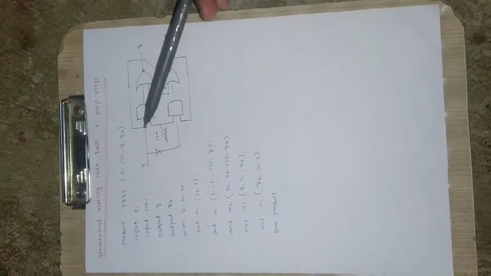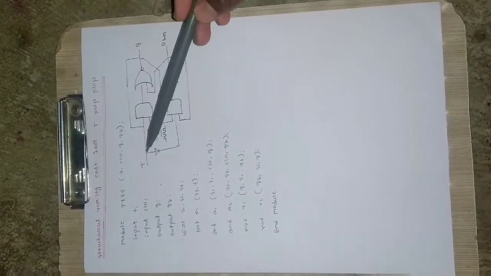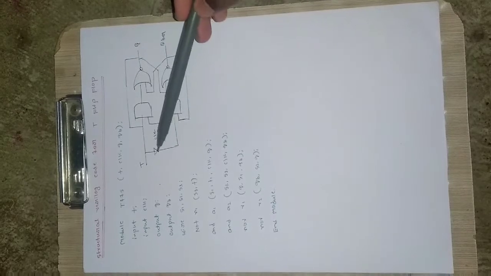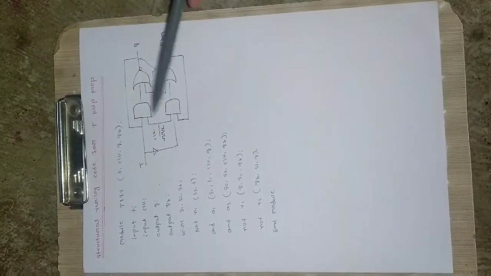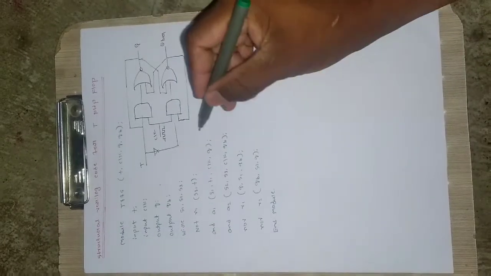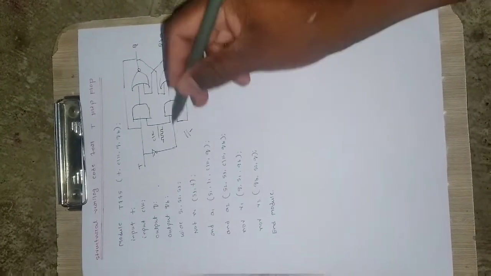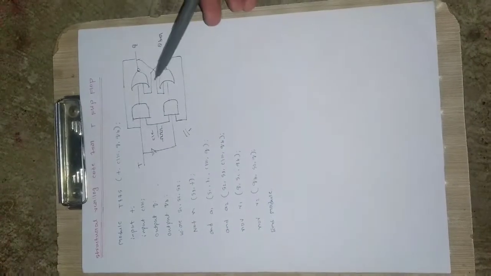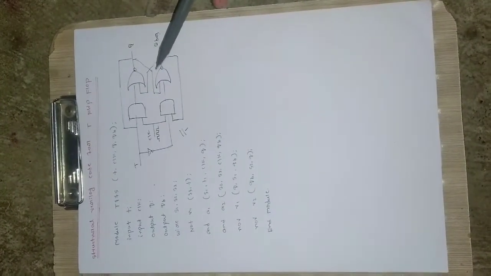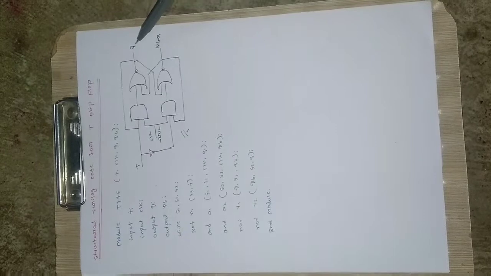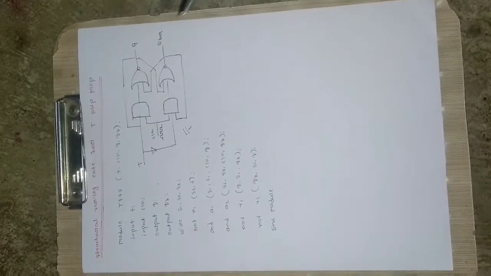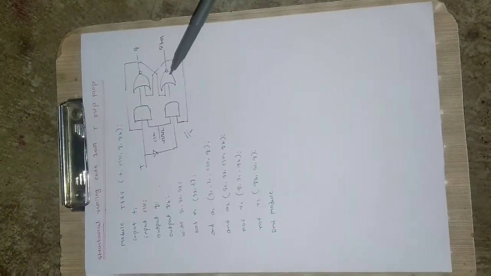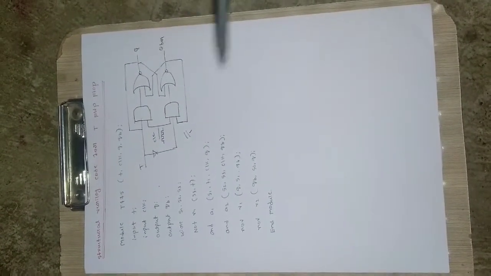Okay, so the SR flip-flop is modified in such a way that T is given and the complement of T is given to the other AND gate. So for the first AND gate T is there, and for the second AND gate T bar will be given. As you can see, T bar is given for the second AND gate, and these are given to the XOR gates. So that we will be getting first the Q output, and Q bar will be the complement of Q.